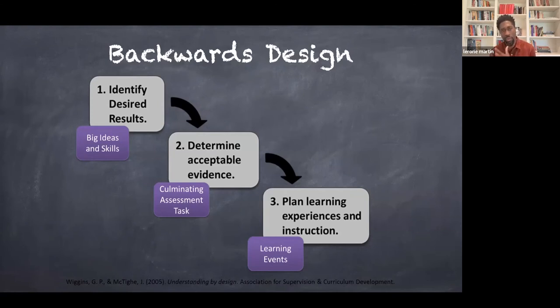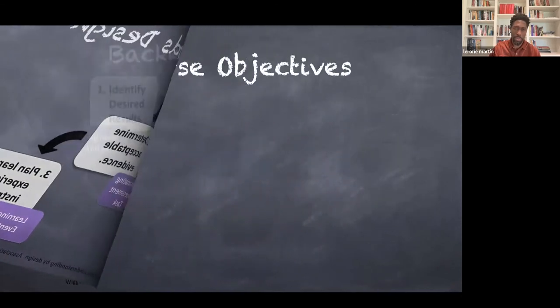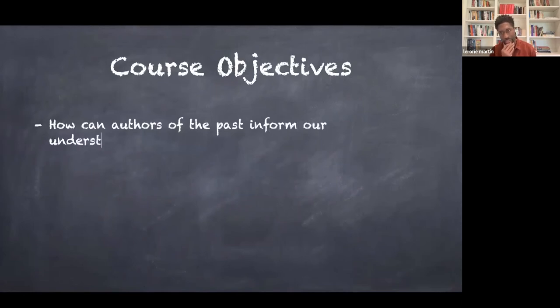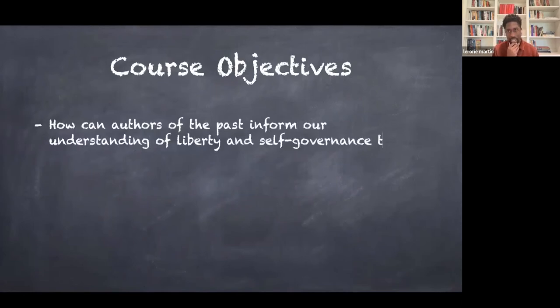But I think if starting in the backwards design manner, it can guide you along the way to make sure your students are actually gaining the skills and the big ideas that you want them to have. So for our class, I started with the question of how can authors of the past inform our understanding of liberty and self-governance? That was the big question.